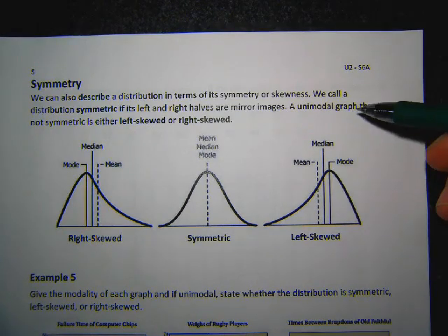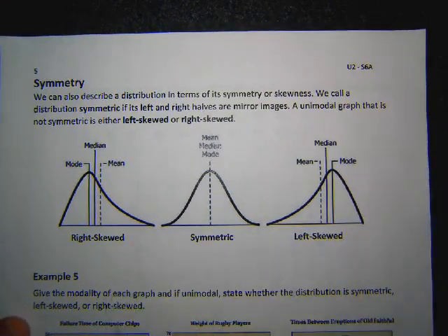With unimodal graphs, don't really worry about this with bimodal or trimodal. We're just going to mostly work with unimodal graphs. If it's not symmetric, we'll say it's either left skewed or right skewed. And there are graphs we work with specifically that are right skewed or left skewed because they have uses, and we'll see those pop up.